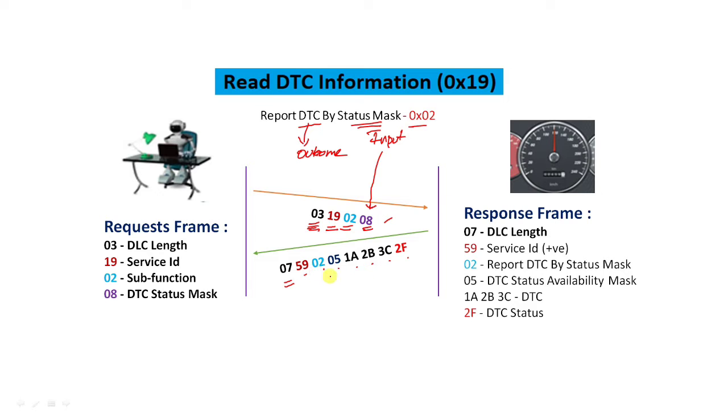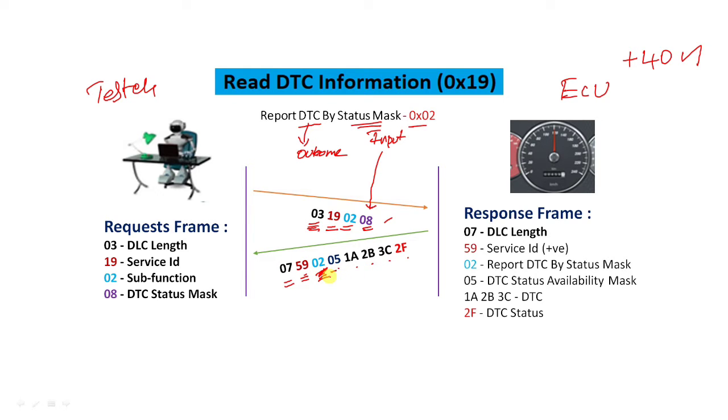Coming to the response part, here 07 is the DLC length, that you know. 59 is a positive response, right? In UDS, a positive response means 0x40 will be added to the service ID, so 19 becomes 59. And 02 is the same subfunction. Here this side is the tester and this side is the ECU. So the ECU confirms that it is sending a response for this particular subfunction only, so that we are 100% sure we are getting a response for what we requested.